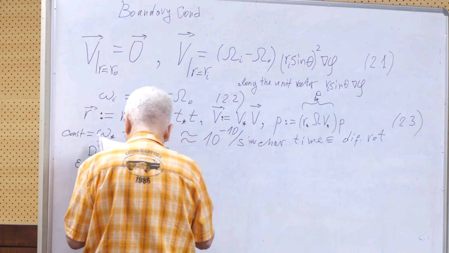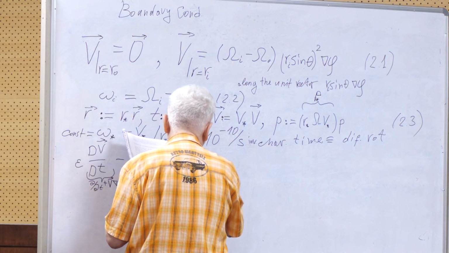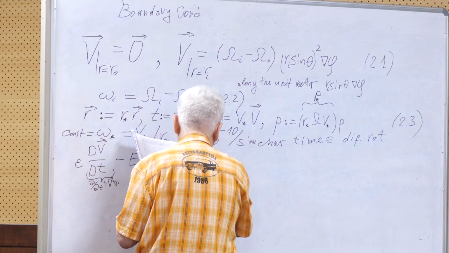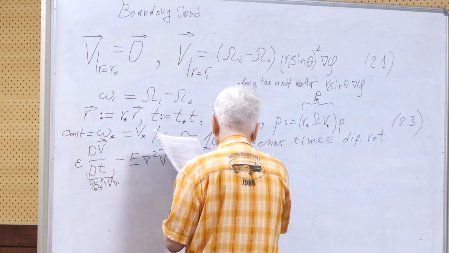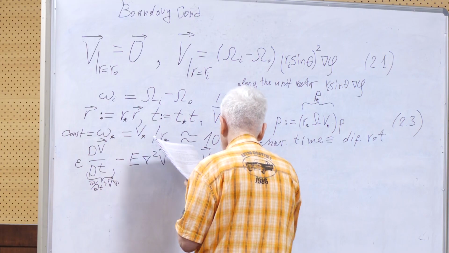Let's write down the next term. The next term is the Coriolis term, multiplied by gradient z.